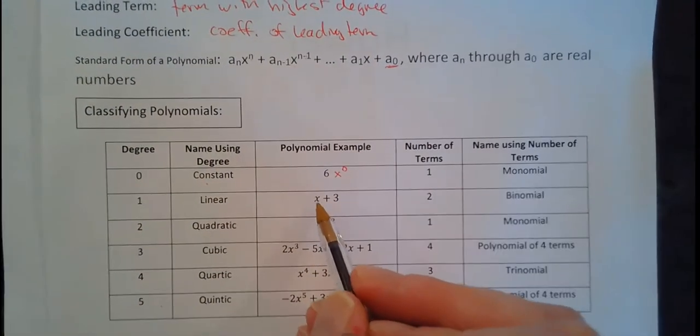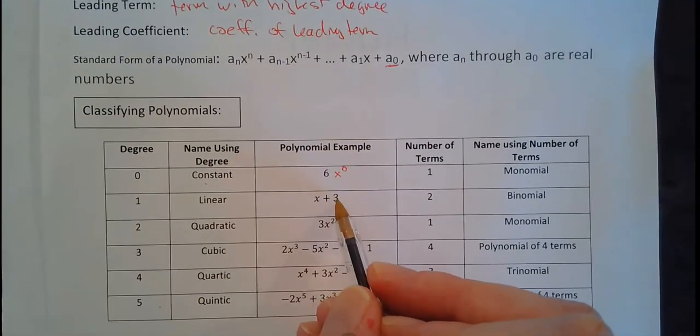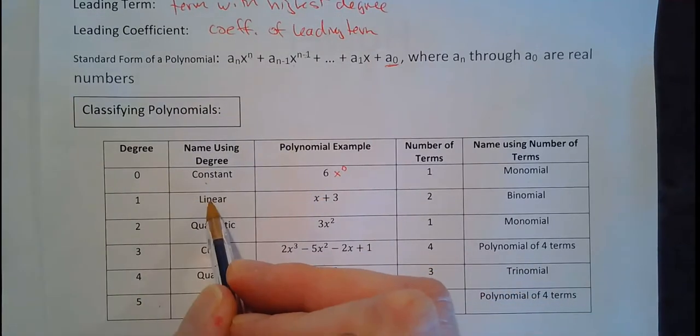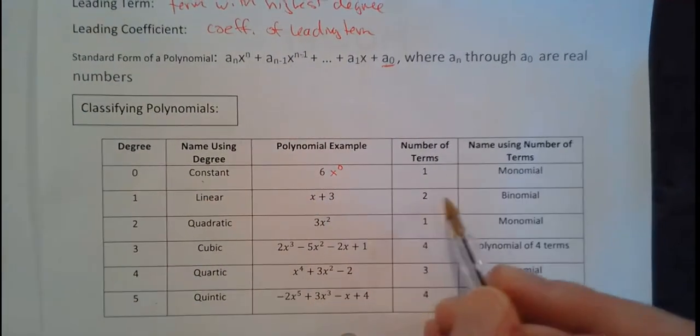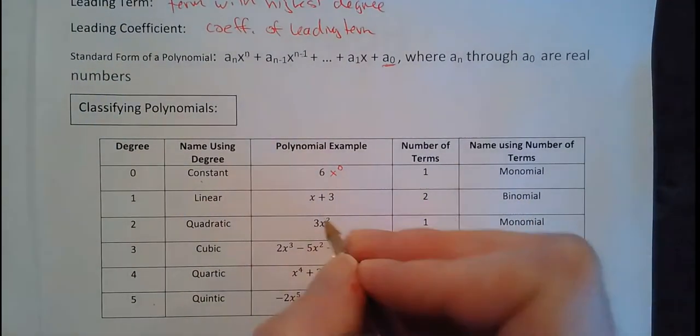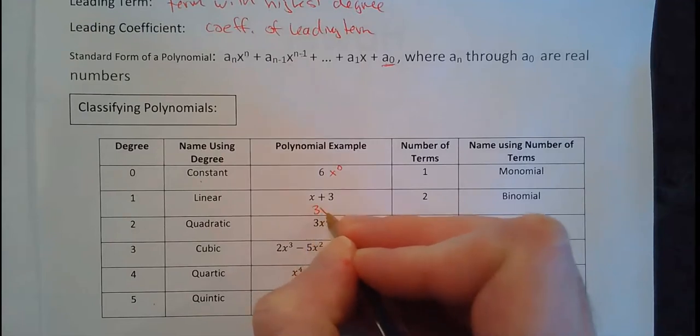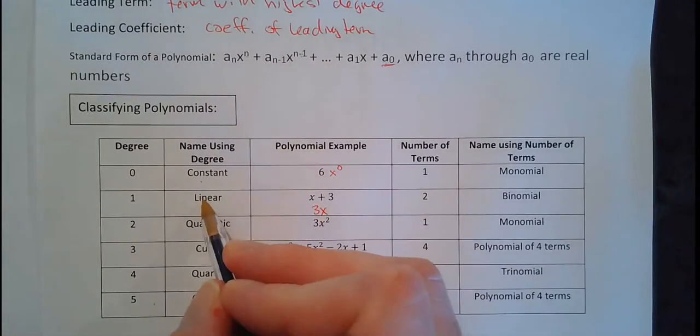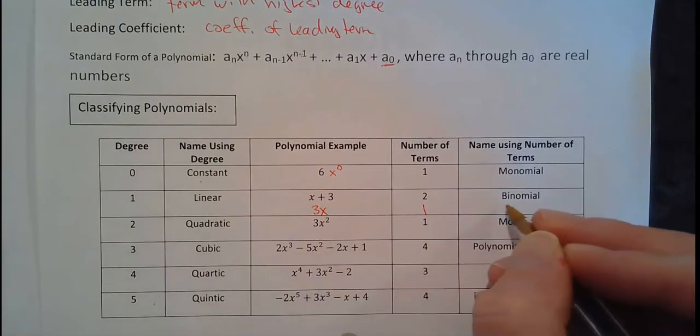Here, we've got an x plus 3. Okay? The first power makes it linear. The fact that there's two terms makes it a binomial. If I just had 3x, for instance, it'd be linear, but this one would have one term, so it'd be a monomial.